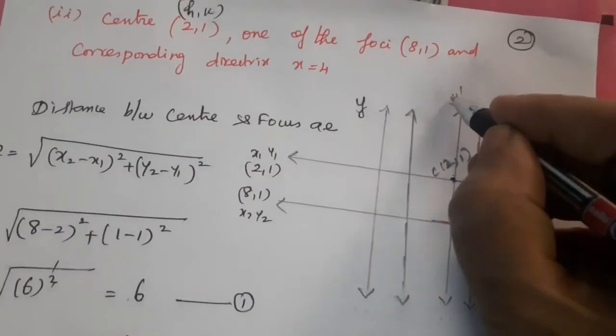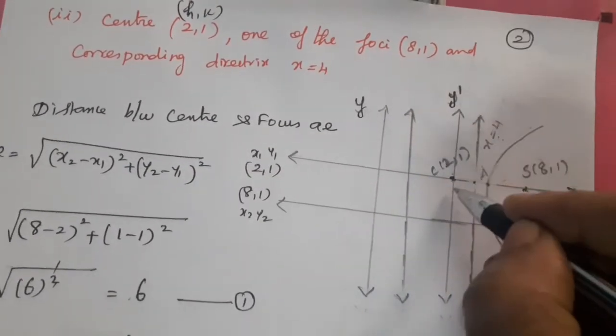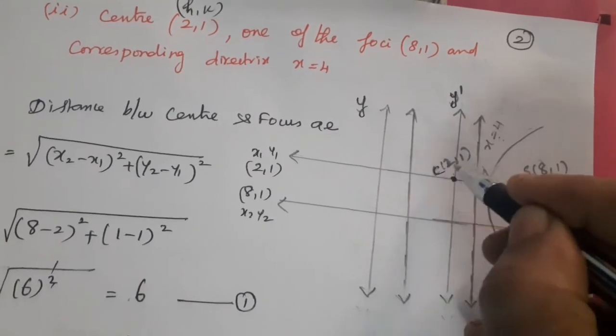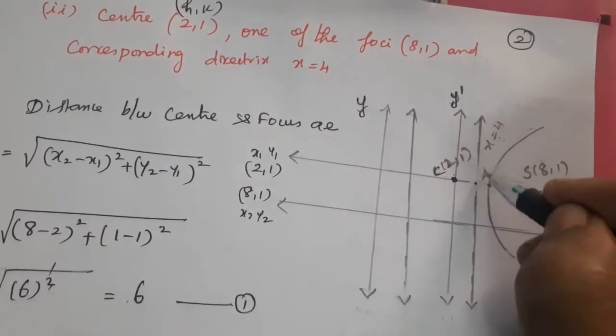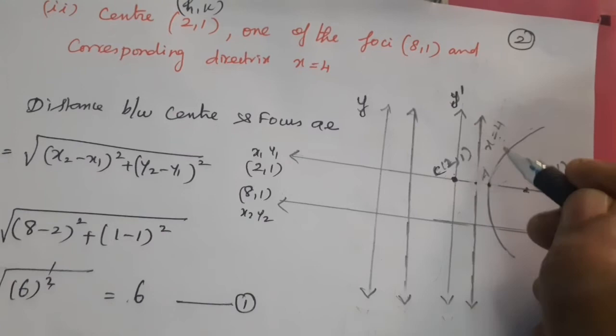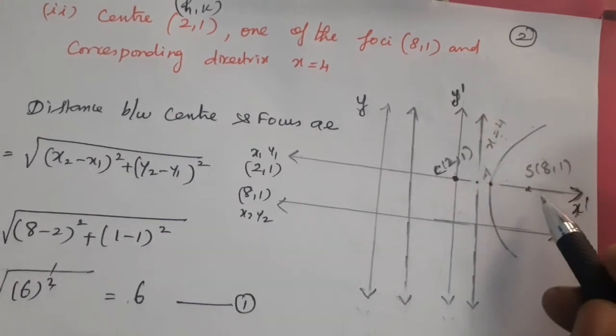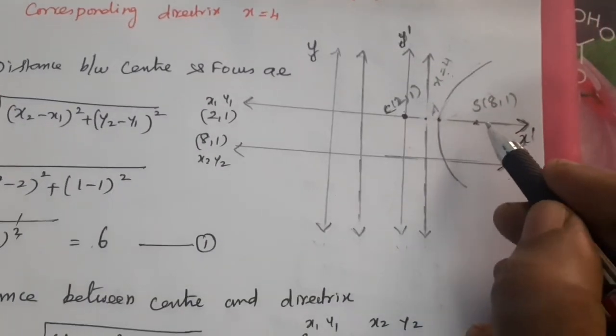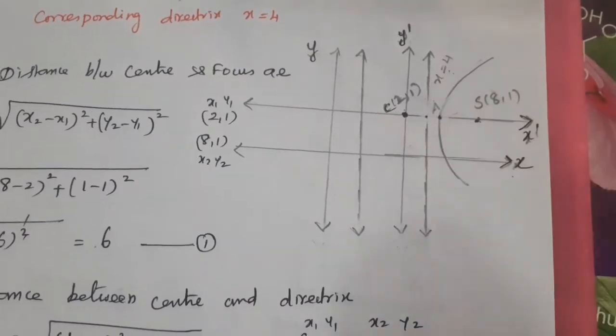Since it is not passing through the origin, we take one more axis, x dash and y dash. This 2 comma 1 is the center, that is h comma k is 2 comma 1. The vertex is a, the directrix is x equal to 4, and the focus is 8 comma 1.